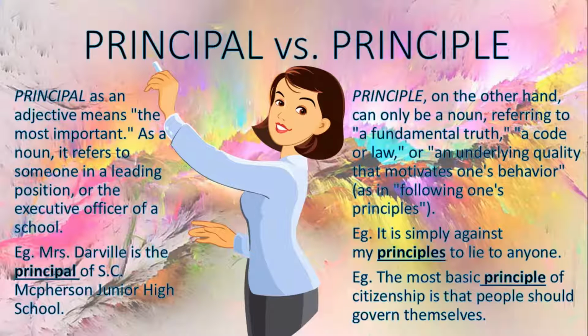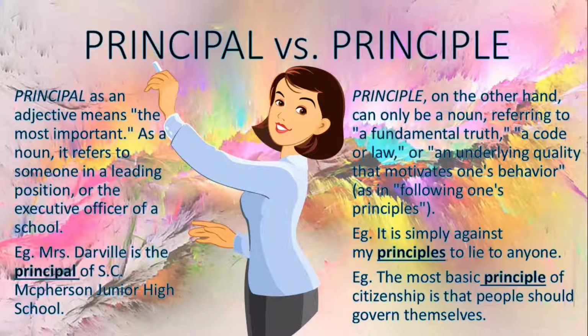Principle, on the other hand, is still a noun. All right, there's very little change with the part of speech there. But this principle means a fundamental truth, code of law, or a quality that motivates someone's behavior, for example, a belief system. So when you want to say that because of your beliefs you can't do anything, it should never be principal.